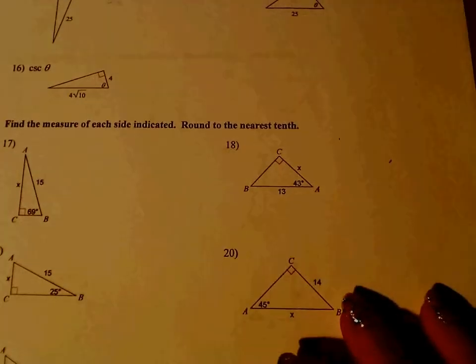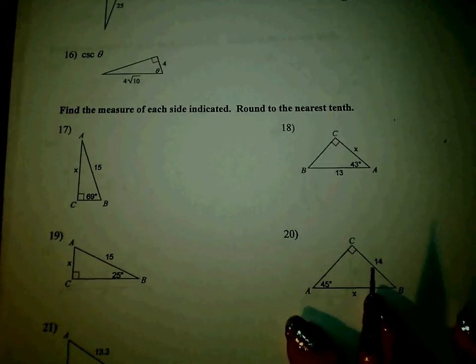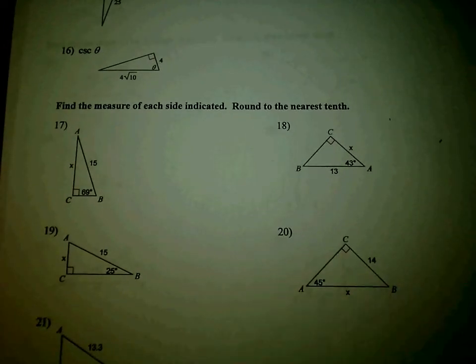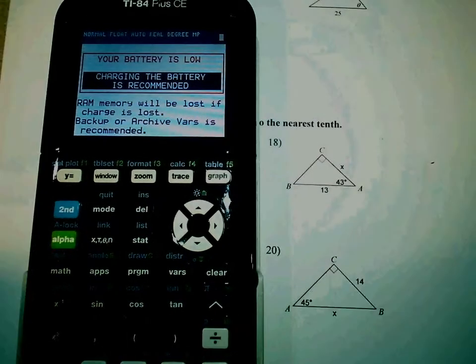Okay, for this next batch of problems, turn the lamp on so you get a little more light here. For this next batch of problems, you've got to have your calculator. Okay. When you turn it on, my battery's low, I'm going to have to charge it.